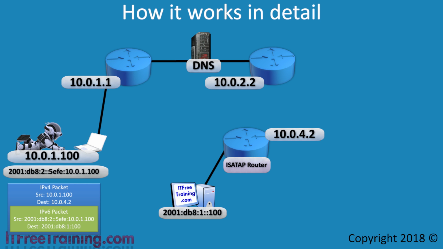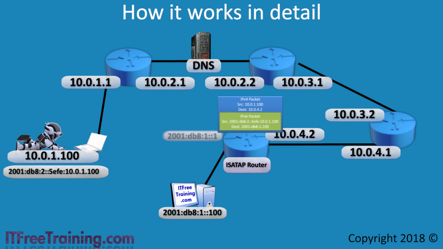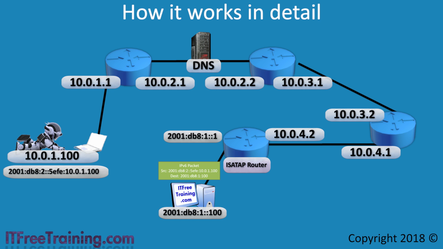Notice that the source IP address is the local computer's address and the destination address is the address of the ISATAP router. In order to contact the IP6 computer, the IP4 packet will be transmitted across the network. Since it is an IP4 packet, it will be routed like any other IP4 packet until it reaches the ISATAP router. When it reaches the ISATAP router, the IP4 packet is removed and the IP6 packet is routed to the destination like any other packet. If the IP6 computer wants to contact the IP4 computer, the process is simply reversed.